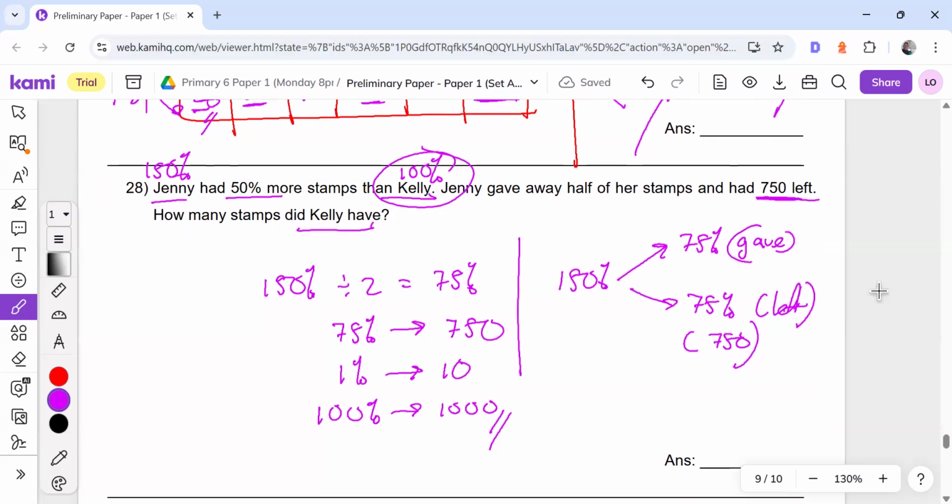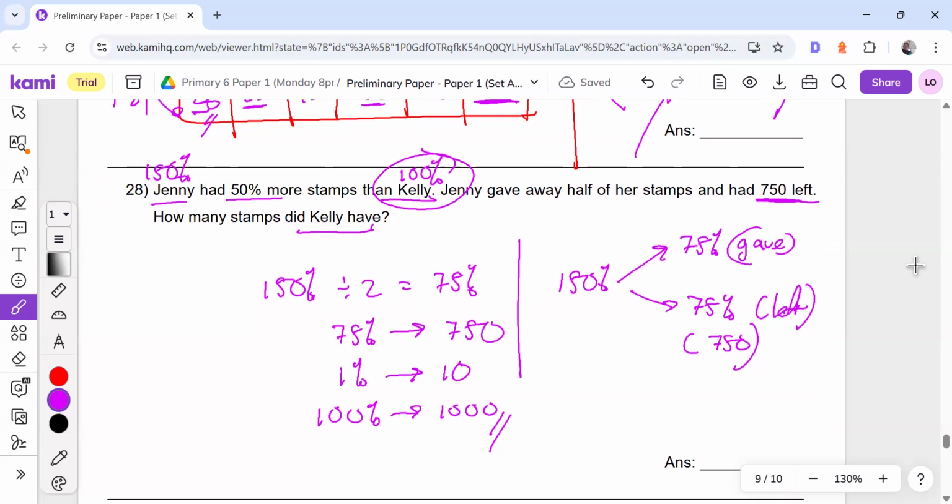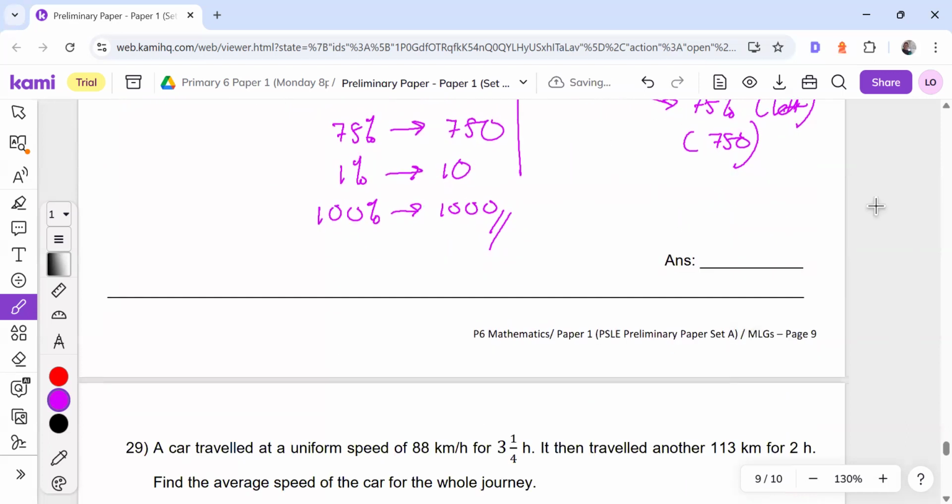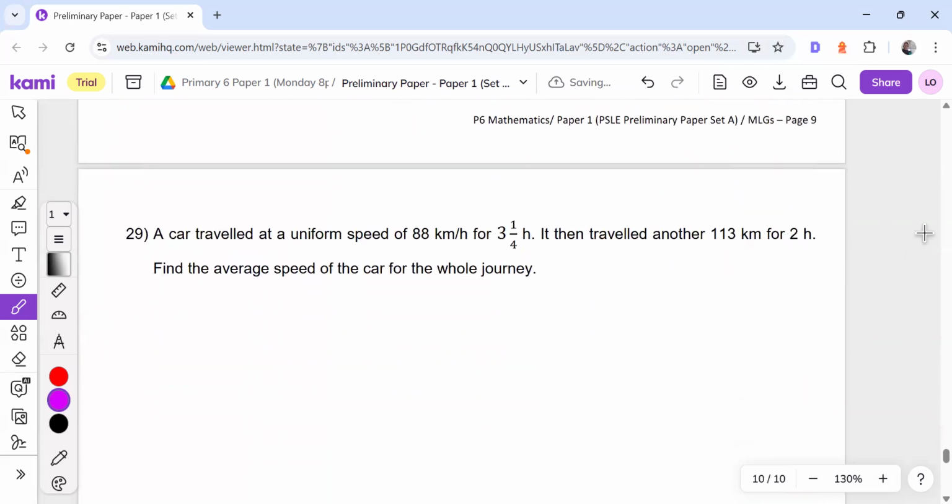Okay. All right, let's go to the next one. Question 29. Okay, question 29. Speed again. A car travels at a speed. What is uniform speed? Uniform speed means constant, never changes. Or you can actually not care about this word.